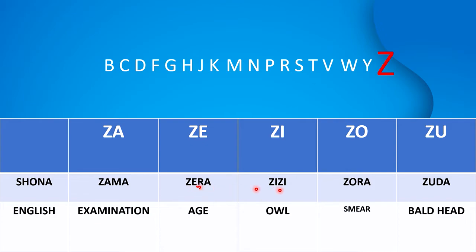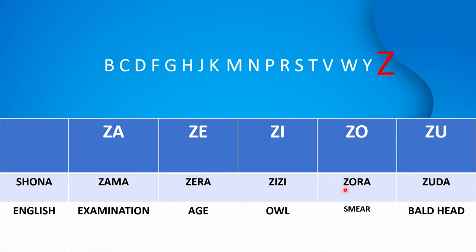For zi, we've got zizi. That's an owl in English. For zo, we've got zora. Zora. That's smear.